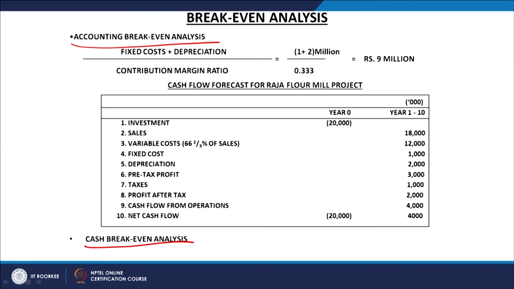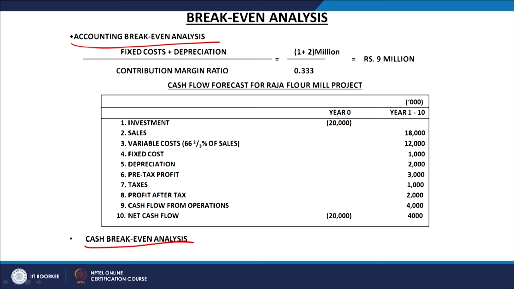The accounting break even point is calculated with this formula: we divide the fixed cost by the contribution margin ratio. The fixed cost we take for calculating the accounting break even point is fixed cost plus depreciation, so the total fixed cost is taken into account and divided by the contribution margin ratio. How do we calculate contribution? Sales minus variable cost is the contribution, right.